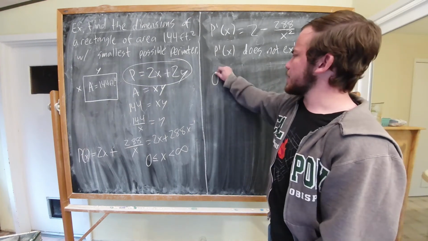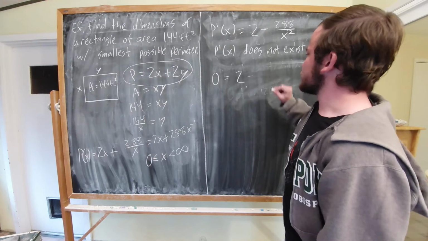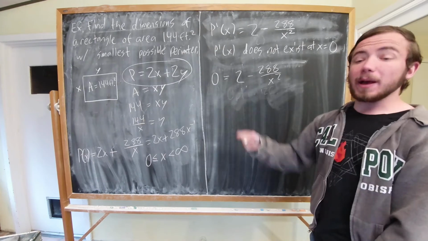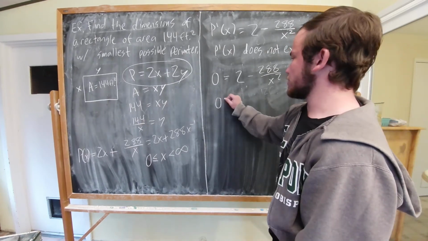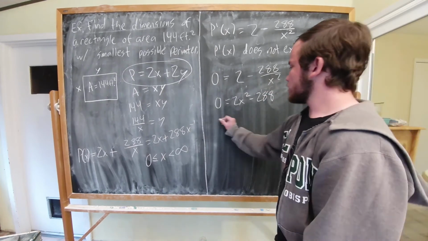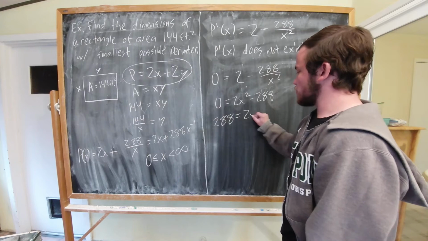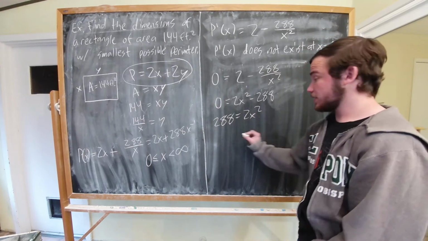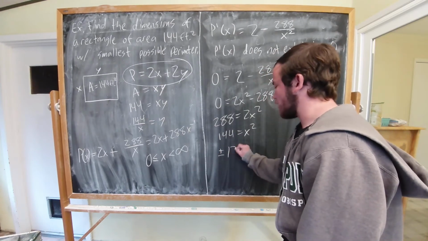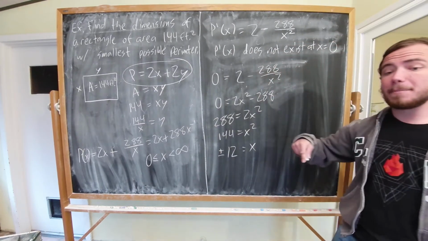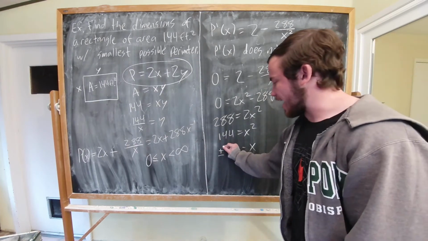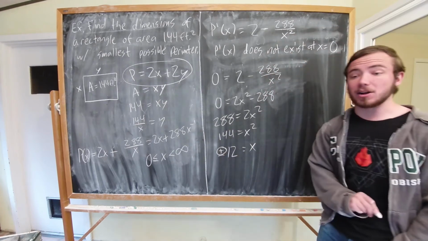Now let's solve for when p prime of x equals 0. So 0 is equal to 2 minus 288 over x squared. Multiplying everything through by x squared gives you 0 is equal to 2x squared minus 288. So 288 equals 2x squared, divided by 2, 144 equals x squared, which means that plus or minus 12 equals x. But based off the physical conditions we already mentioned, it doesn't make sense to have a negative side length. That tells us x must be positive 12.